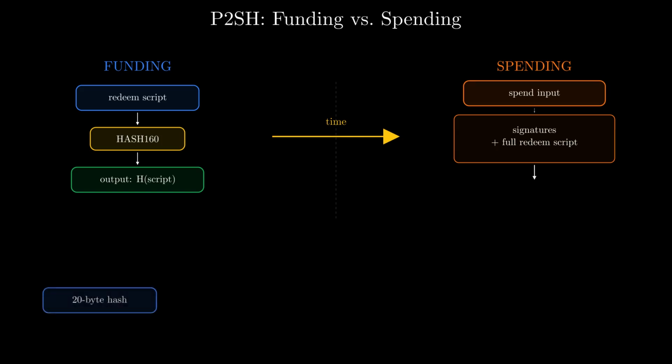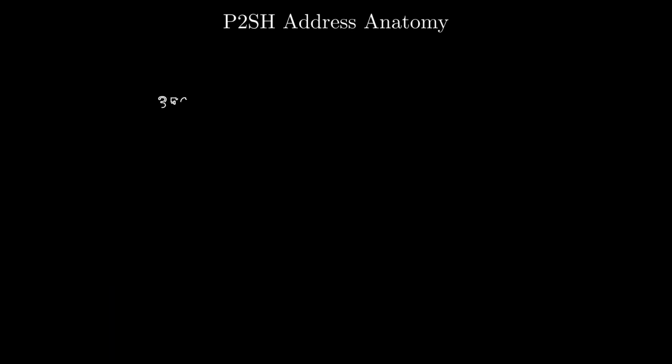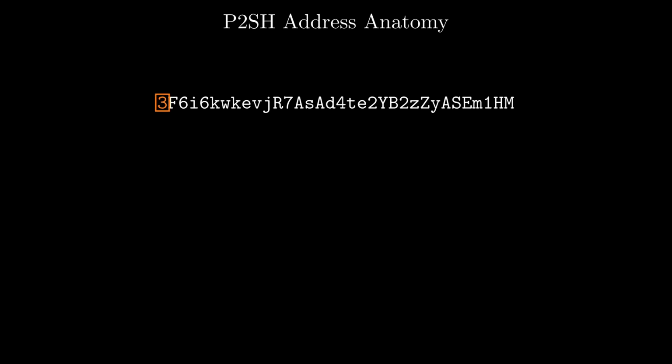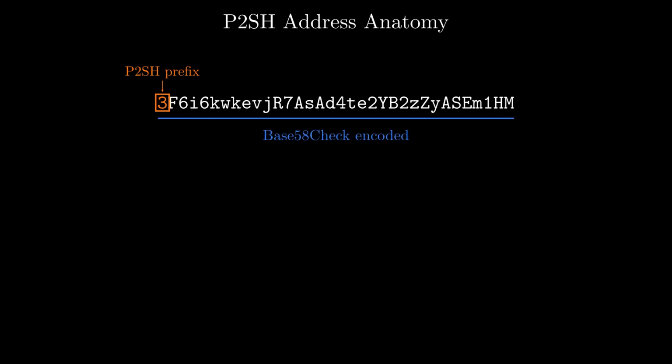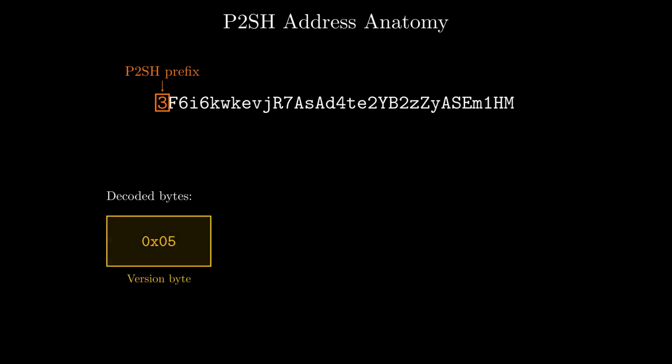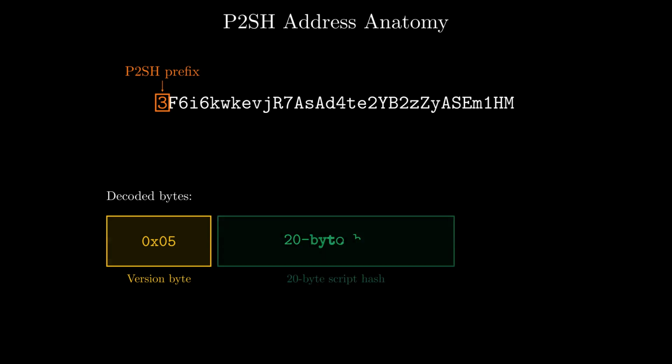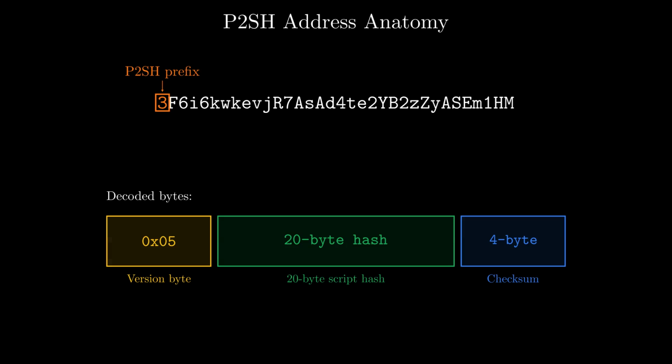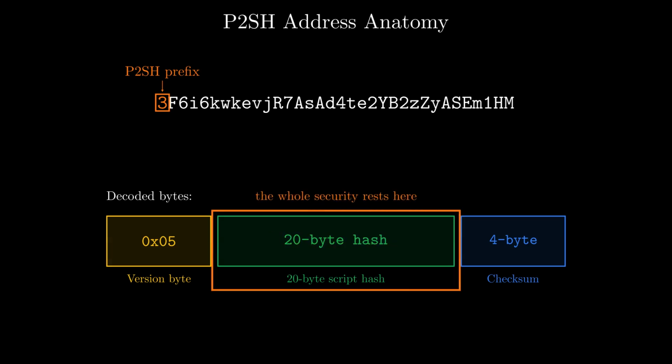The 20-byte hash is encoded for humans using Base58Check, a checksummed encoding with version byte 5. That's what produces addresses starting with 3. Here's that address again, decoded. It starts with 3, signaling P2SH. It's Base58Check encoded, a compact alphanumeric format with a built-in checksum that catches typos. Inside sits a 1-byte version prefix, 0x05, and the 20-byte script hash. The whole security of the funds rests on that 20-byte commitment. P2SH works beautifully as long as the hash itself holds up.